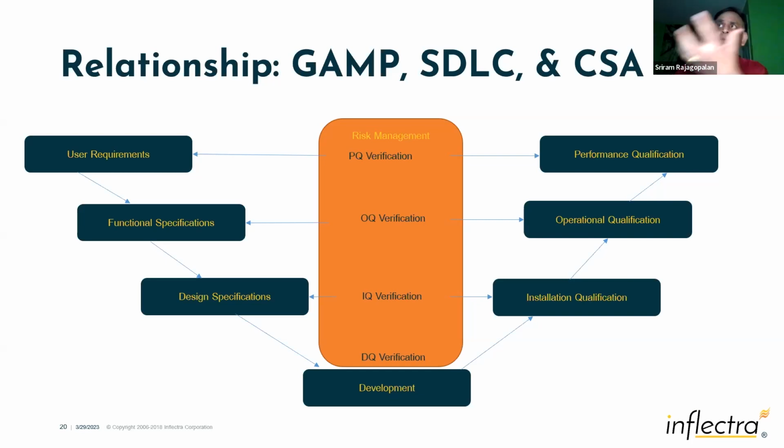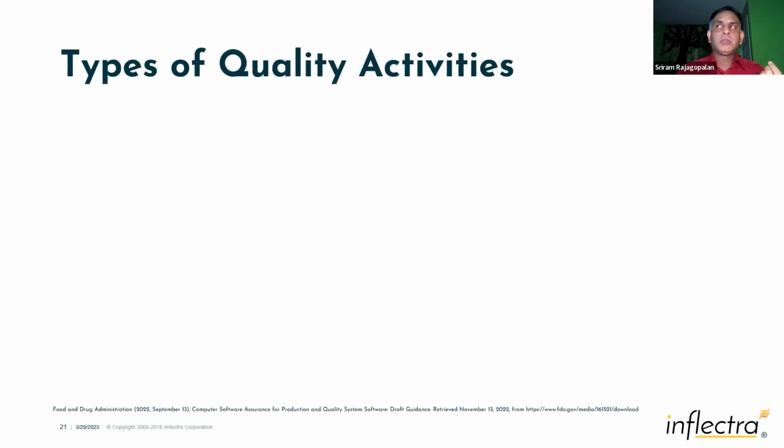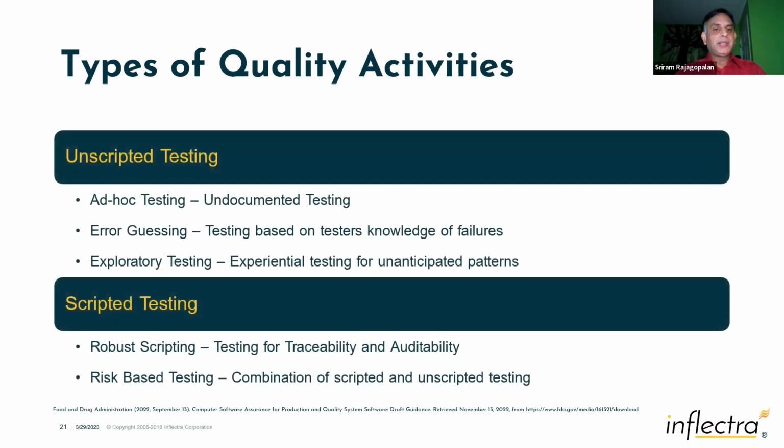So this is how the computer system assurance is trying to make sure that we are using GAMP and CSCA along with our software development lifecycle to bring a concerted focus on risk management here. So what are some of the quality activities that we are recommending we will do? One is unscripted testing. The other one is scripted testing.